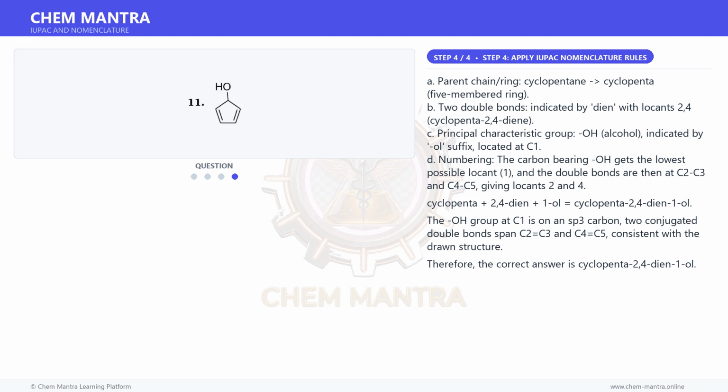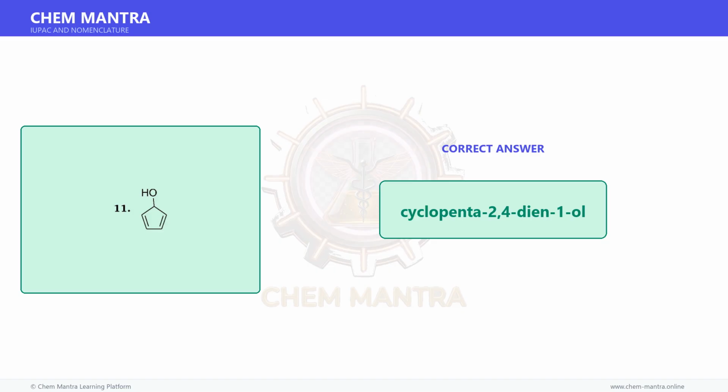The OH group at C1 is on an sp3 carbon. 2 conjugated double bonds span C2=C3 and C4=C5, consistent with the drawn structure. Therefore, the correct answer is cyclopenta-2,4-dien-1-ol. The correct answer is shown on screen.